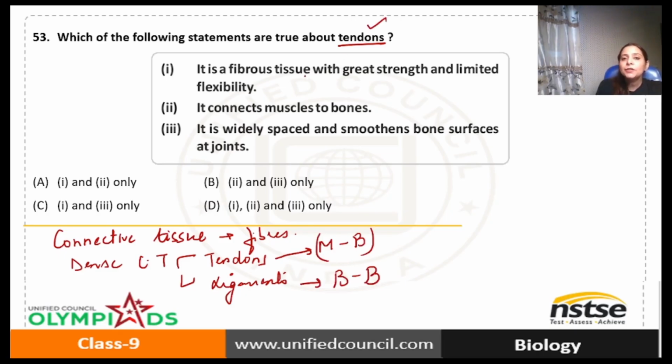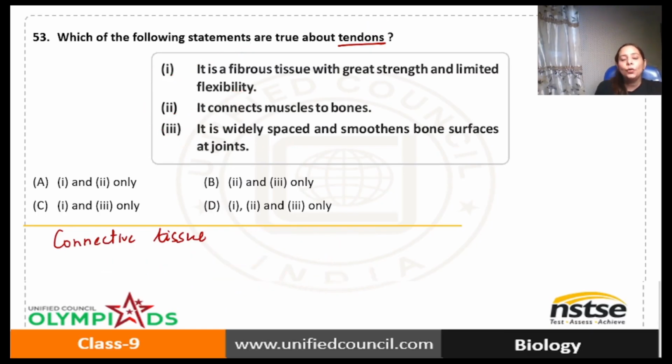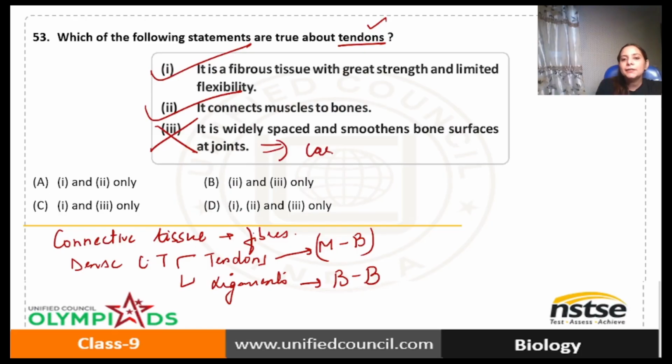So is it a fibrous tissue with great strength and limited flexibility? Yes. Does it connect muscle to bone? Yes. It is widely spaced and smoothens bone surfaces at joints. It is false for tendons because we are describing cartilage, not a property of tendon. So which statements are correct in accordance with tendons? That is 1 and 2. So which option is correct here? Option A is correct. So the correct answer is option A.